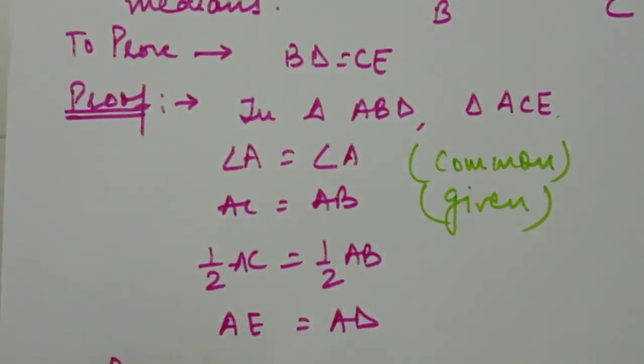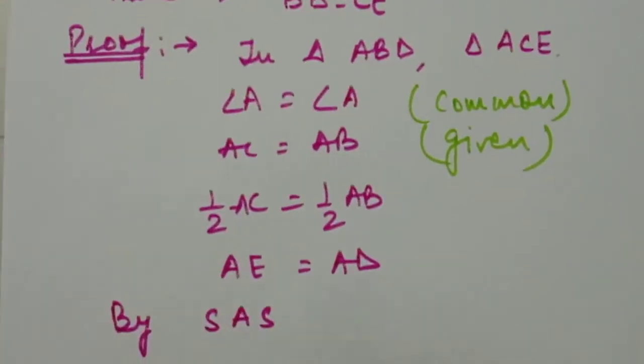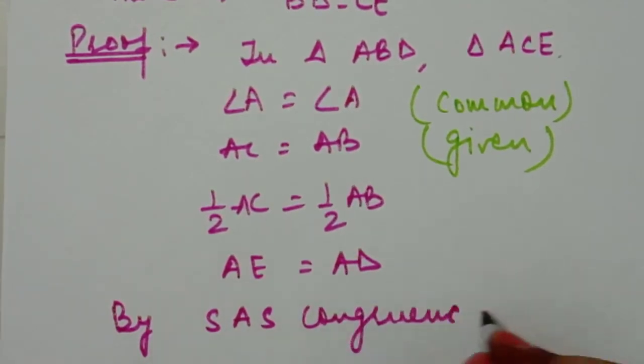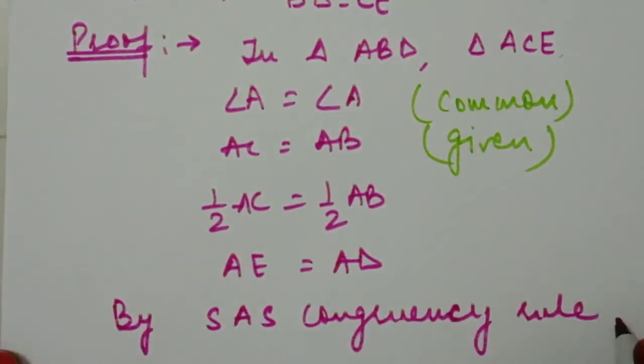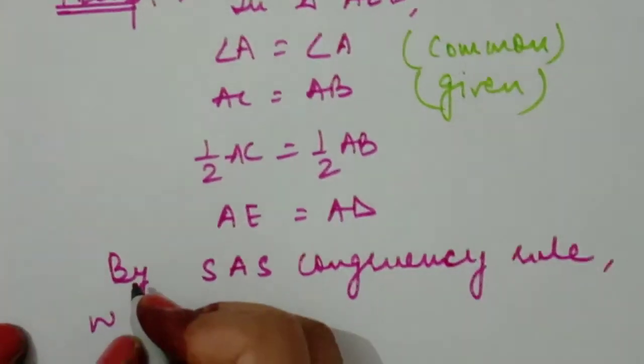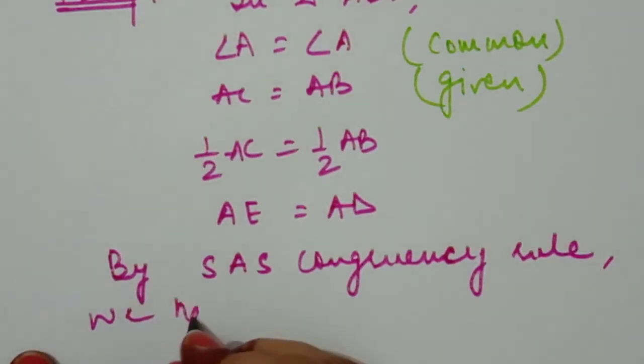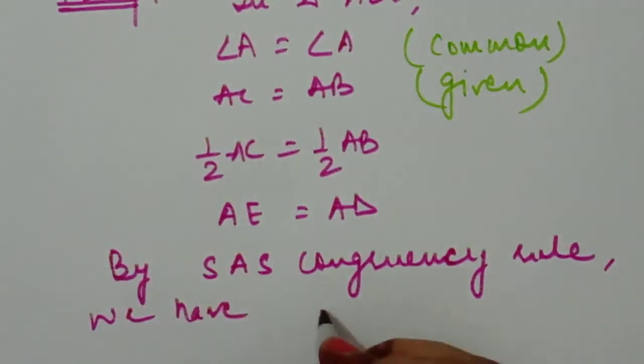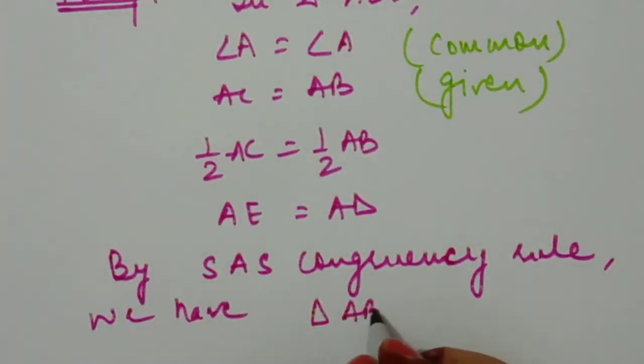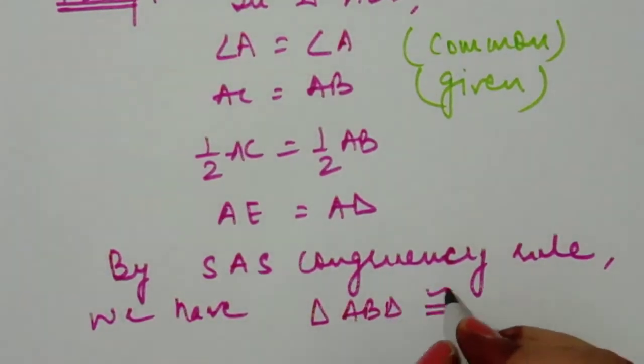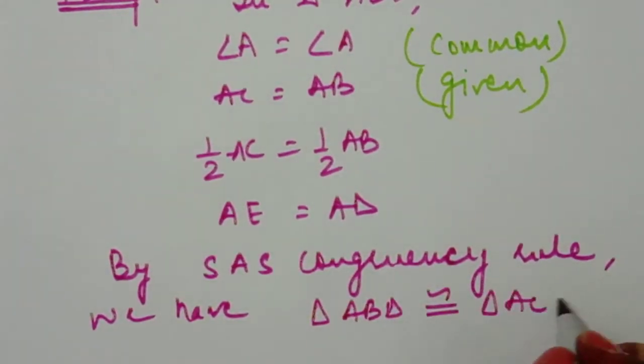So by SAS congruency rule, we have triangle ABD congruent to triangle ACE.